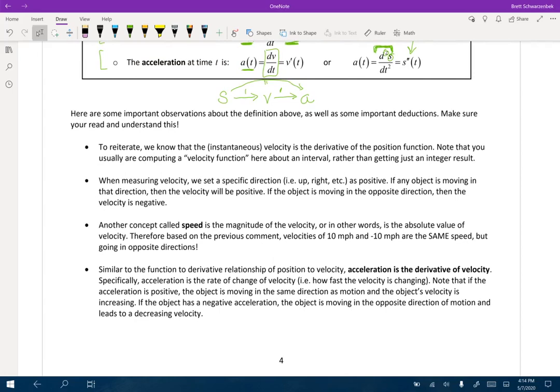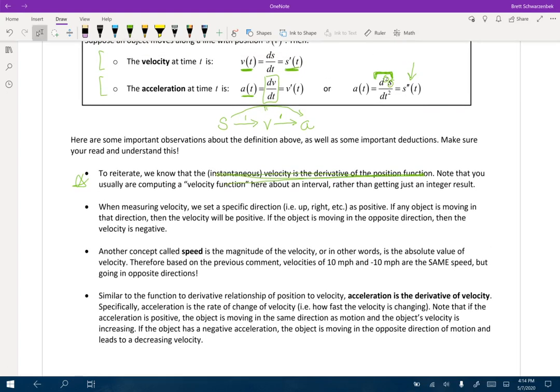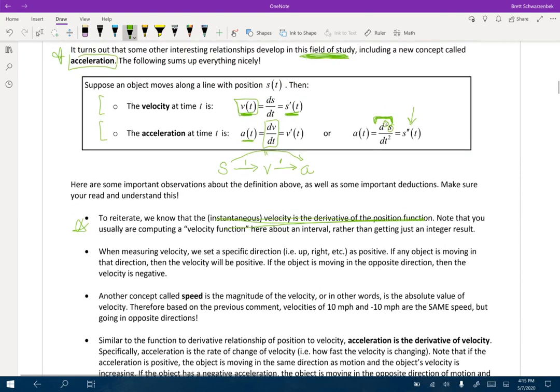Some of it will be a repeat of what I said before, but let's be clear. It says we know that instantaneous velocity is the derivative of the position function. Okay, so we got that. It says note that you usually are computing a velocity function. So by velocity function they mean this velocity function. Therefore, you're not necessarily going to get an integer result.